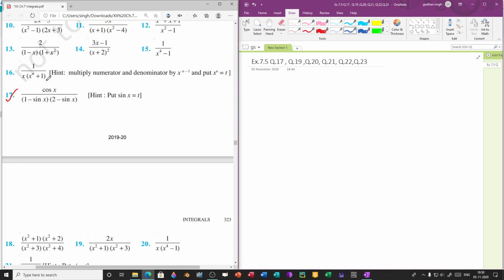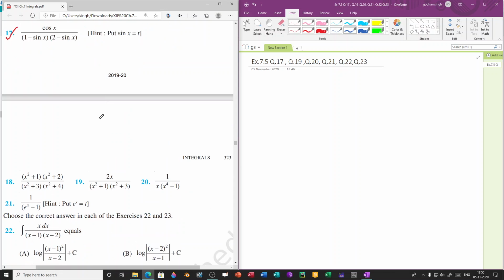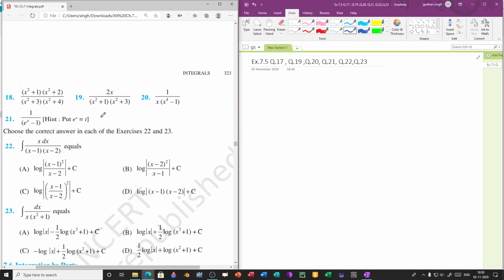So the 17th one, on putting sin x equal to t, cos x dx becomes dt over 1 minus t into 2 minus t. So this 17th one you will try on your own. Then we have question number 19. Hint is already given to you. In question number 19, put x square equal to t and then solve it. So this will become t plus 1, this will become 2t plus 3, and in the numerator we get 2x dx as dt. So that also we can integrate. And question number 20 also you will be doing on your own.